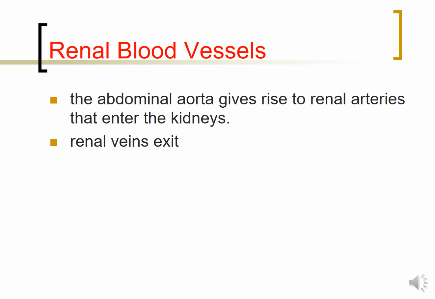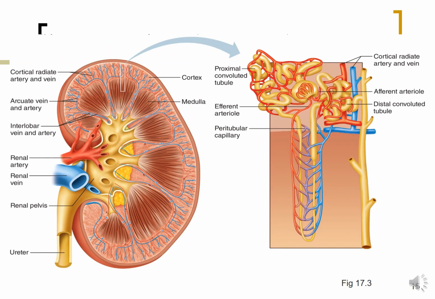The renal blood vessels include the renal artery and renal vein. The renal arteries are branched off the abdominal aorta. The renal veins feed into the inferior vena cava. This slide demonstrates the renal artery and vein.